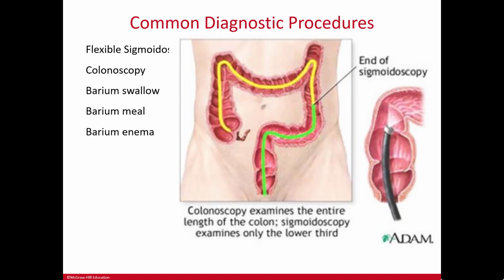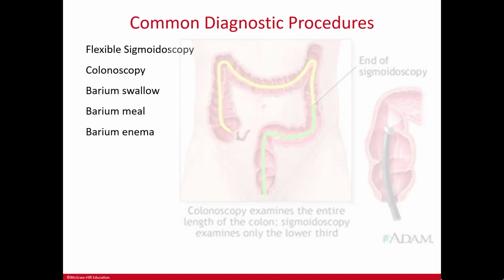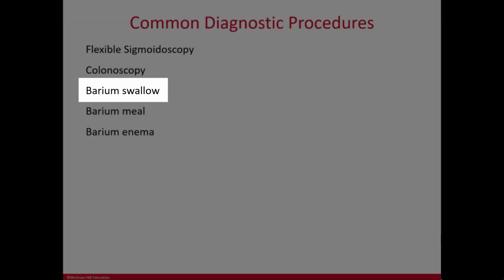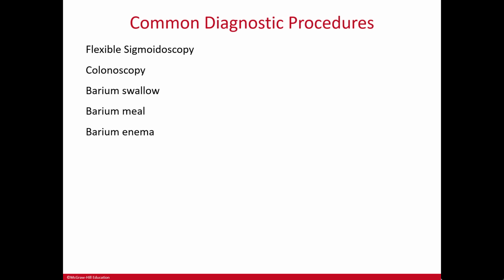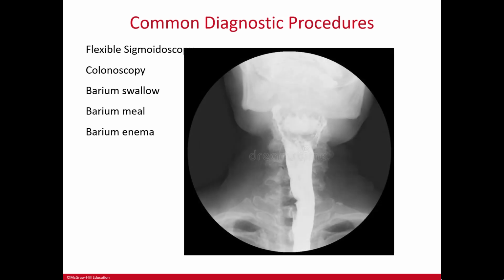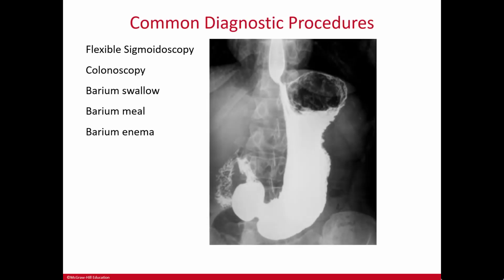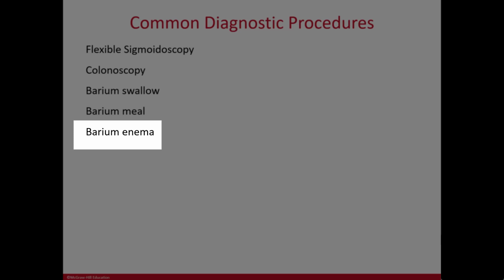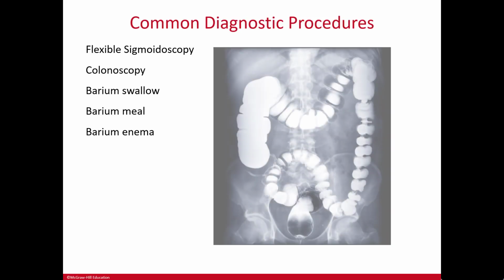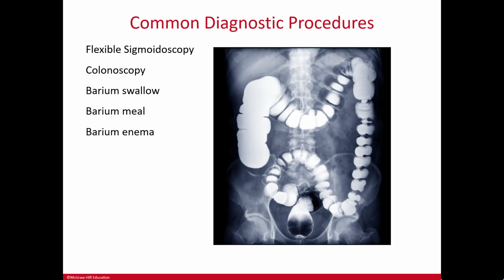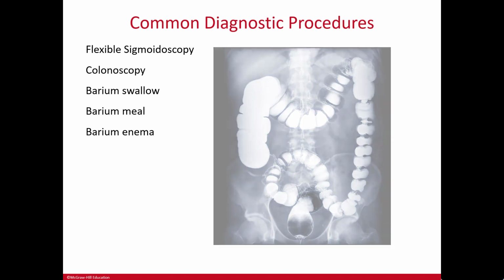The patient is sedated, of course, and the procedure uses a camera inserted through the rectum and examines the entire length of the colon. In a barium swallow, again, the patient ingests the barium sulfate, which is the contrast material, and it shows the details of the pharynx and the esophagus on an X-ray. In a barium meal, the barium looks at the distal esophagus, the stomach, and the duodenum on an X-ray. And in a barium enema, the barium is injected into the large intestine as an enema, and then X-rays are taken to show just the large intestine.